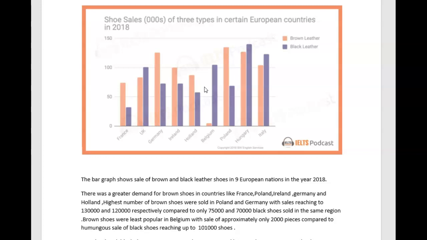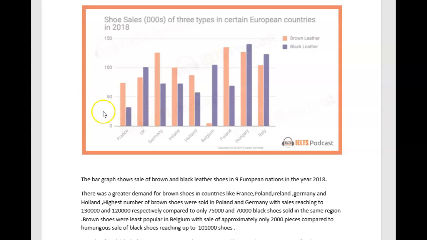Okay? And then you can switch gears and just say, in contrast, only 3 countries sold over 100,000 black leather shoes. Okay, they were Belgium, Hungary, and Italy. However, Hungary's sales of black leather shoes were the highest figure on the chart at 140,000 sales. Okay, so here you're making a comparison. So yeah, only 3 countries compared to brown, but hey, look, it's the highest figure on the chart. So that's the kind of organization that would really work here.